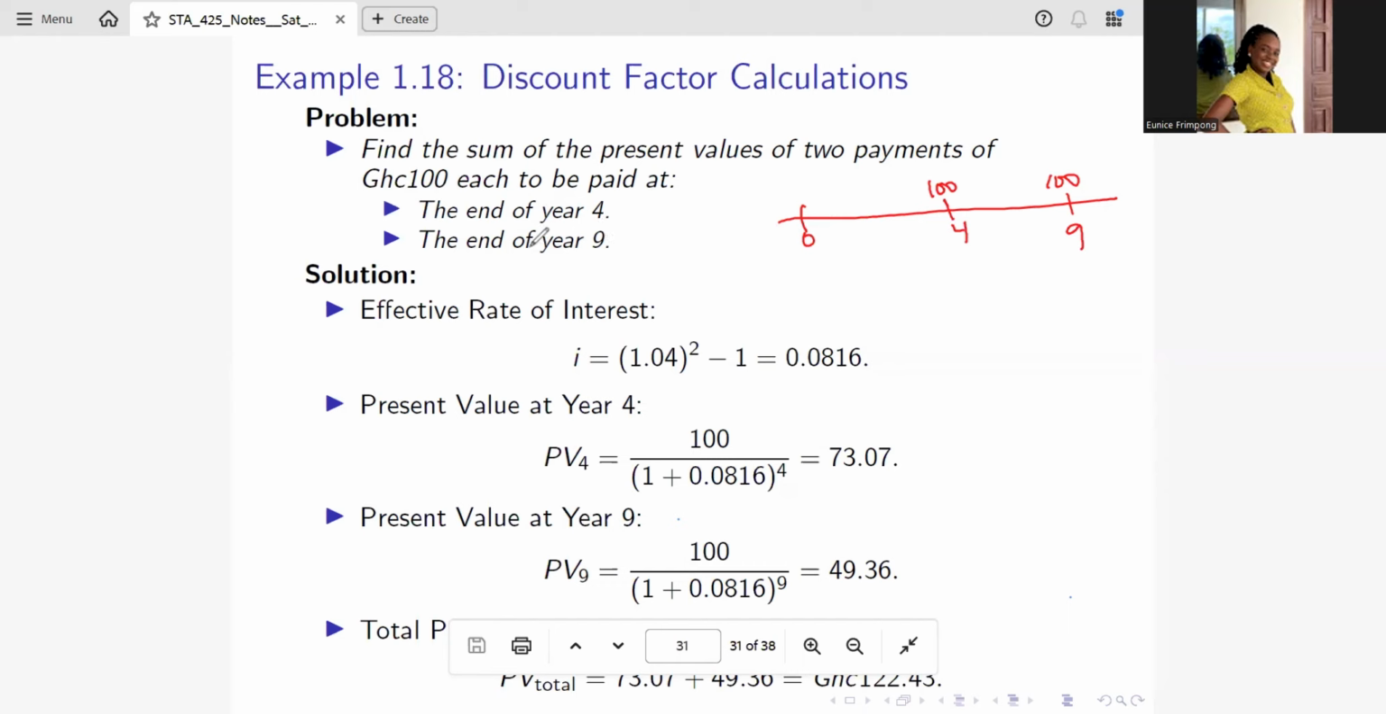Now you want to find the present value of each of these, then you sum them. Simple. So find the sum of the present value of two payments of 100 each to be paid at the end of year 4 and at the end of year 9. So 100 being paid here, what's the present value at time 0? 100 being paid at time 9, what's the present value? Sum up their two present values, okay?